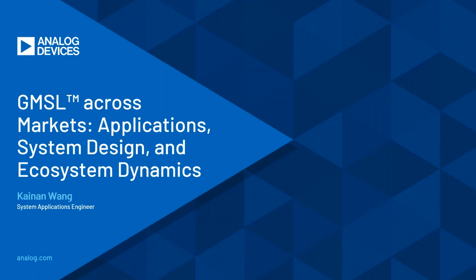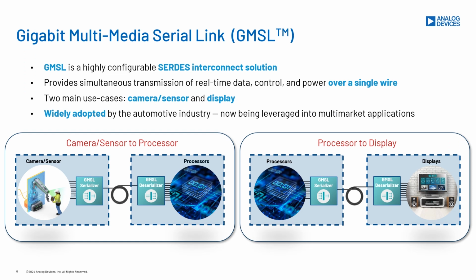Now let's jump into today's topic, GMSL across markets, applications, system design, and ecosystem dynamics. Gigabit Multimedia Serial Link, or GMSL, is a highly configurable SerDes interconnect solution. It provides simultaneous transmission of real-time data, control, and power signals over a single wire.